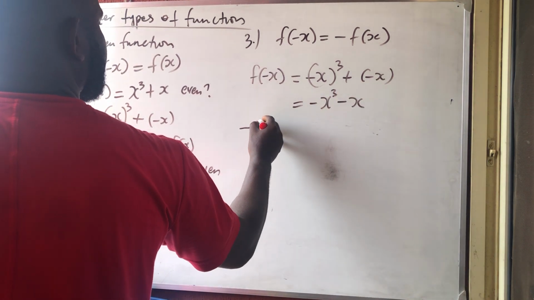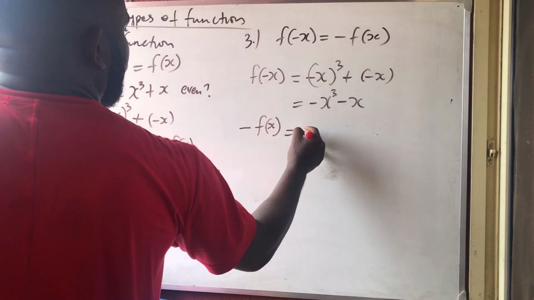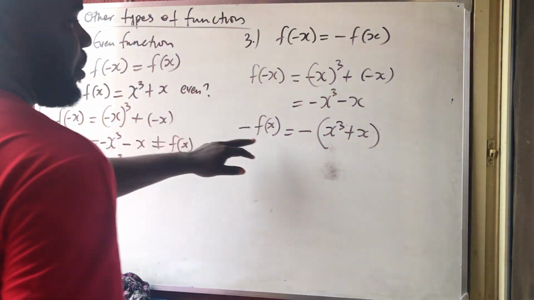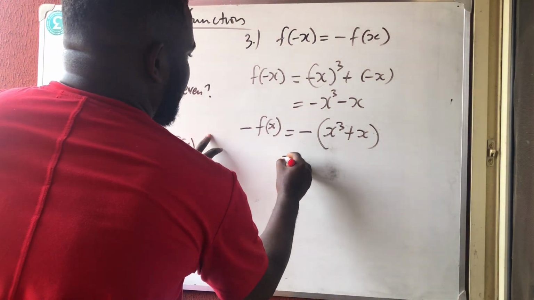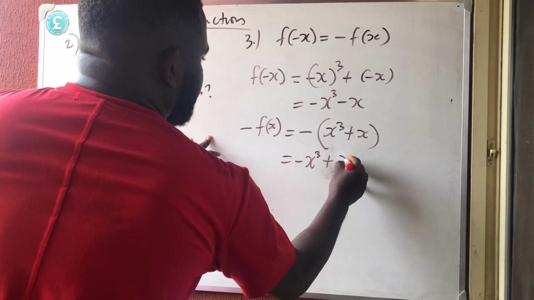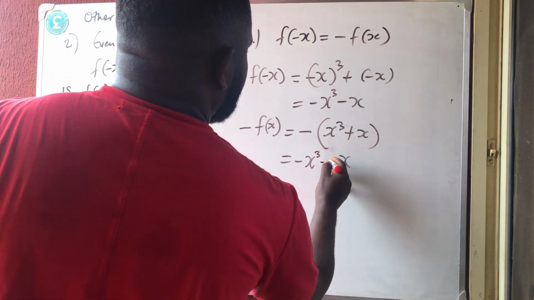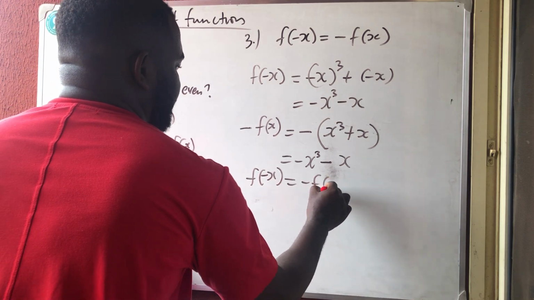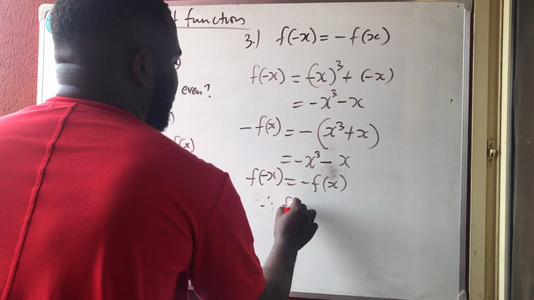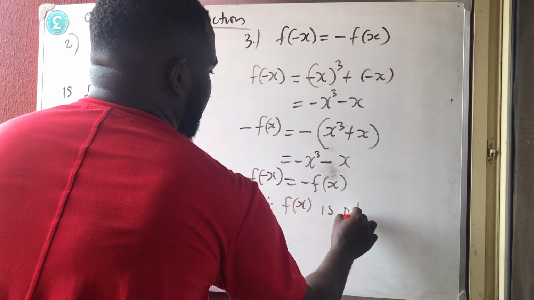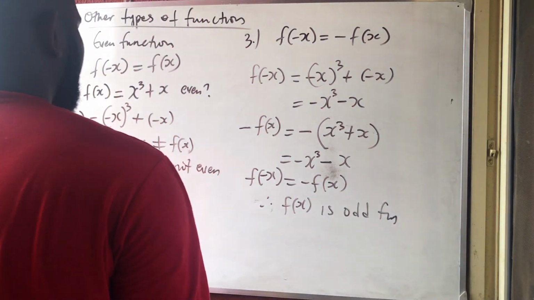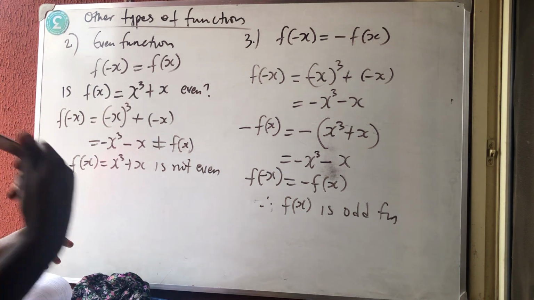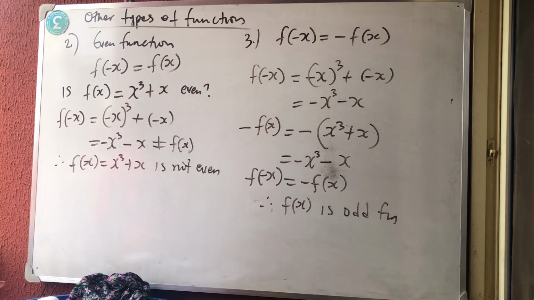Now let's check minus f of x. Minus before you now put f of x, which is x cubed plus x, which will give you minus x cubed minus x. You see, since f of minus x is equal to minus f of x, therefore f of x is an odd function. So what made it odd was because I checked it, not because it doesn't work for even. Okay, so that is how to know even and odd functions.